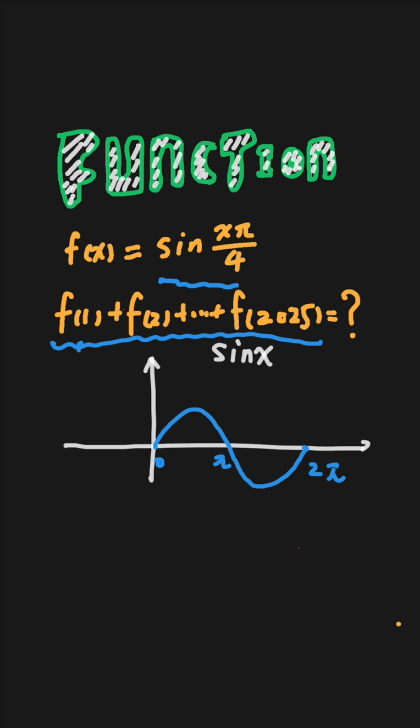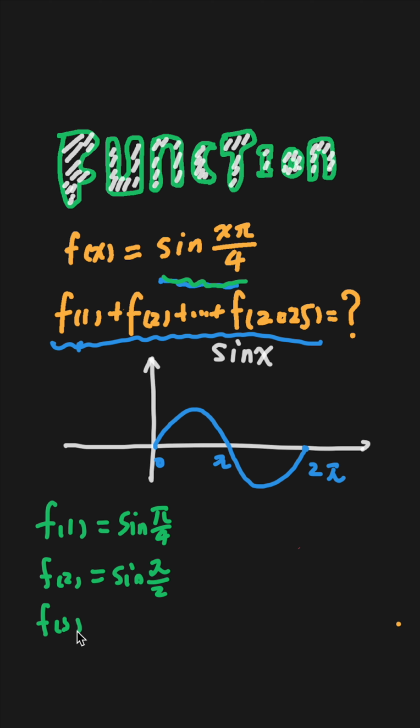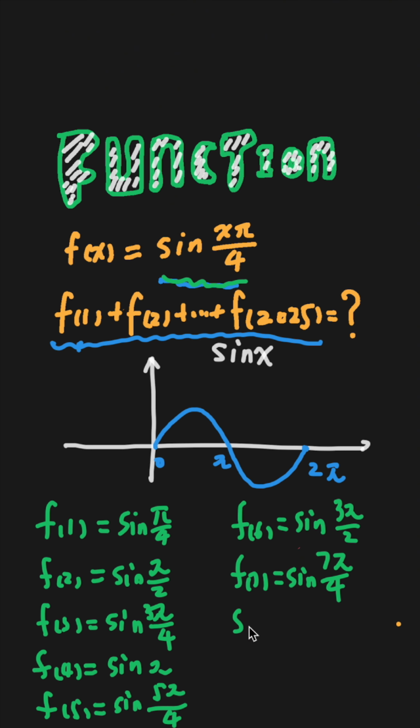All right, so let's see. For F1, we can plug 1 into this original expression over here. So F1 actually is sine pi over 4, right? And for F2, we get sine pi over 2. For F3, we get sine pi over 4 times 3, right? Put the 3 in the numerator. And then F4 actually is sine pi. F8 is sine 2 pi.